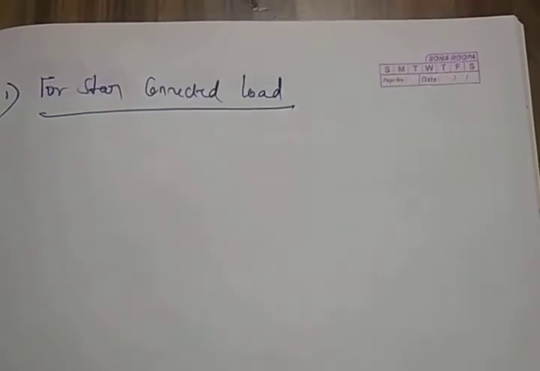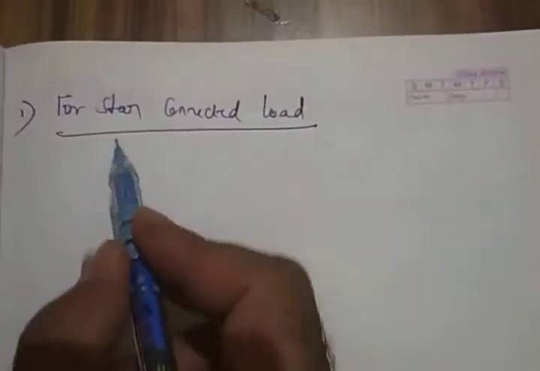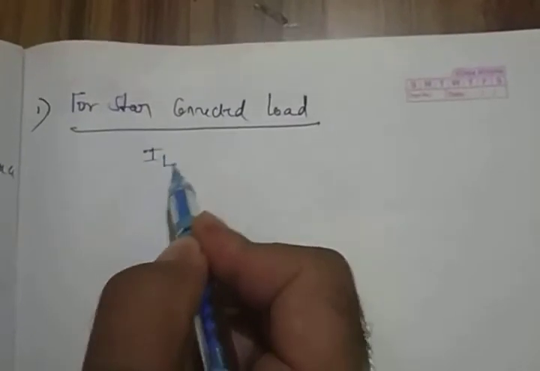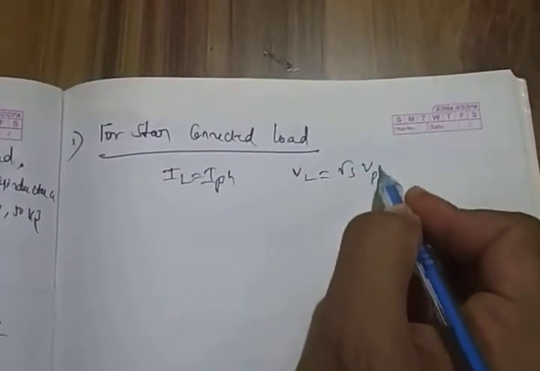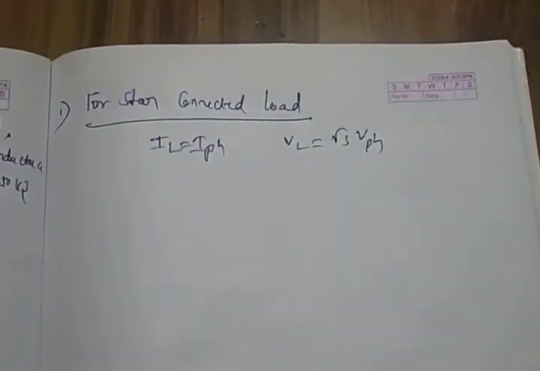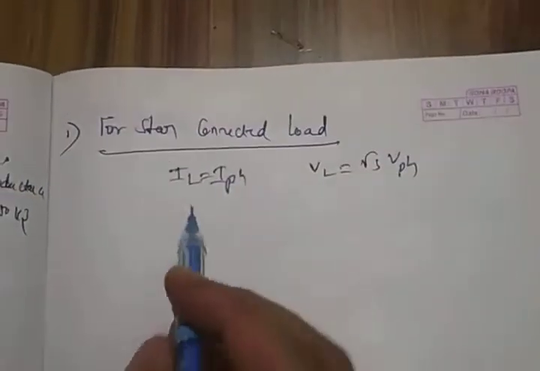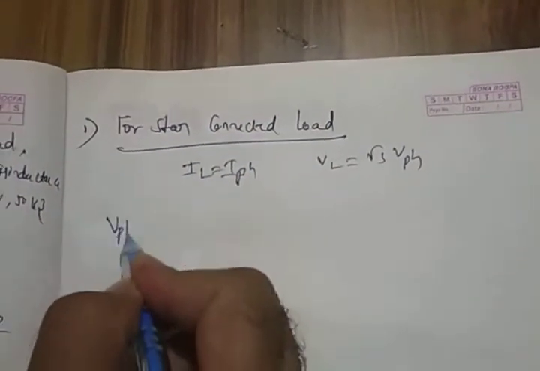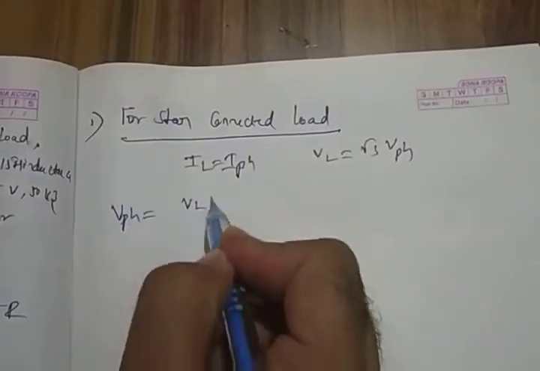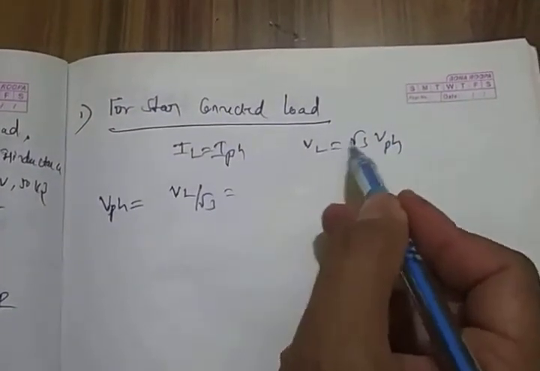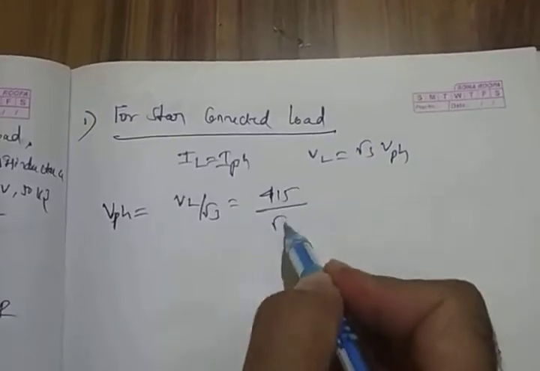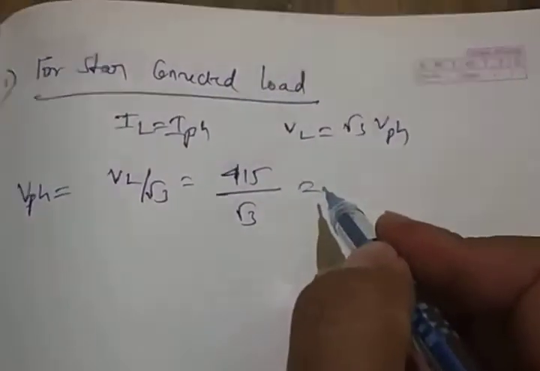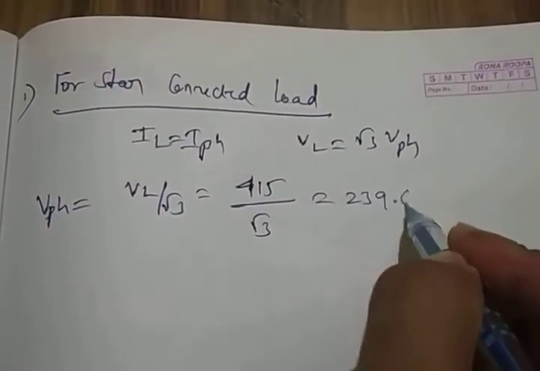For the star connected load, the condition is IL is equal to IPH, and VL is equal to root 3 times VPH. These are the conditions for a balanced star connected load. So first calculate VPH. VPH is equal to VL by root 3. VL is given as 415 volt, divided by root 3. You will get 239.60 volt.